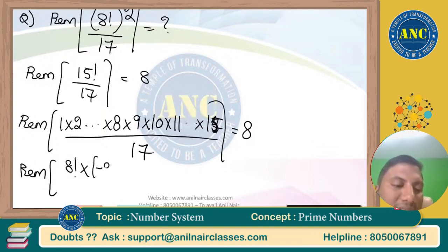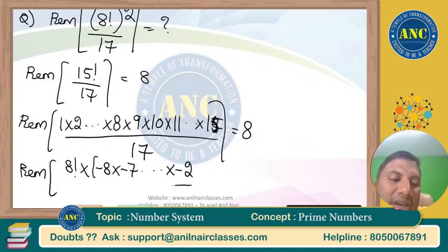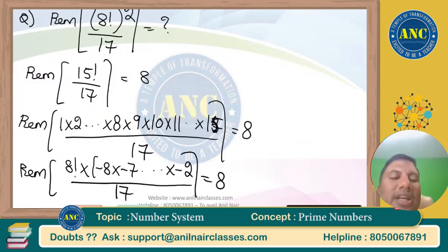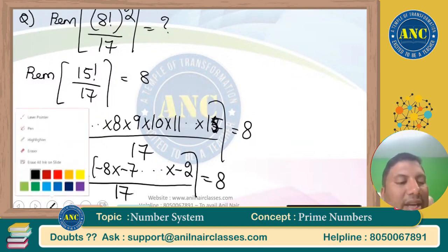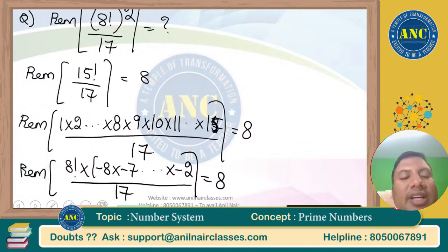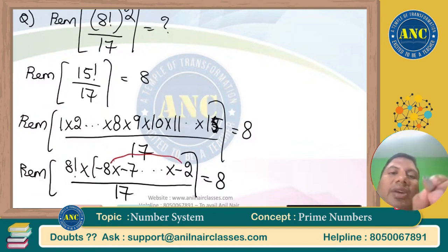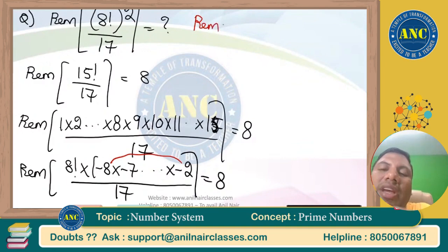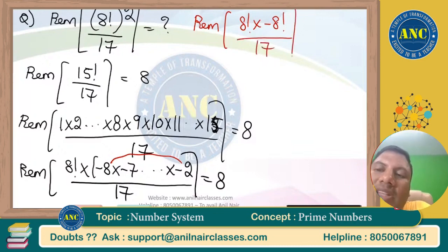9 divided by 17 is minus 8. 10 divided by 17 is minus 7. 15 divided by 17 is minus 2. Divided by 17, it is nothing but 8 factorial. 9 divided by 17, 17 ones are 17, minus 8, minus 7, minus 2. From 2 to 8, there are 7 negatives. If I multiply 7 negatives, I will get a negative. So minus into 8 factorial divided by 17.